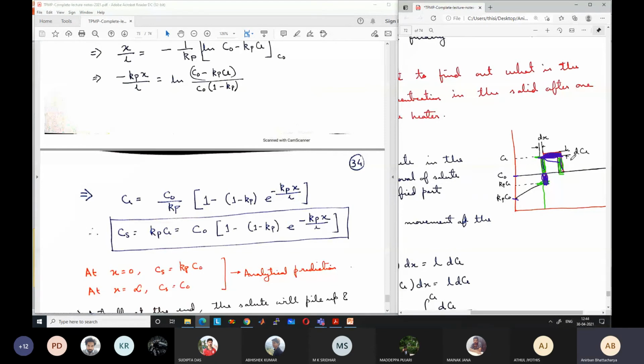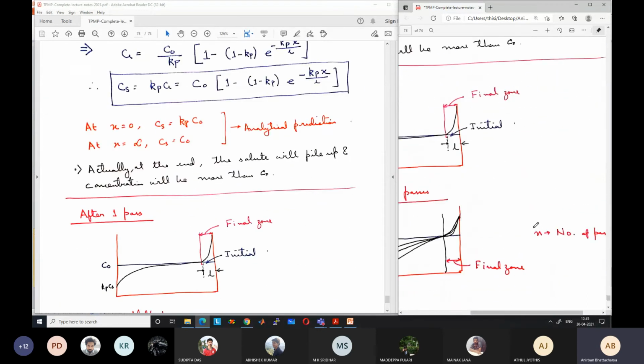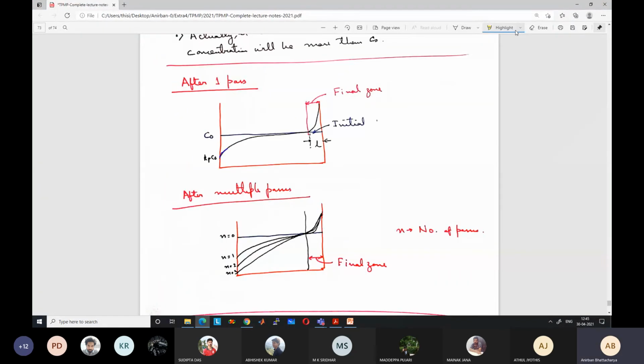So this Cl varies with x. When the heater is moving, this Cl varies as per this equation. So Cs, which is always equal to Kp Cl, varies as per this equation. Cs is equal to Kp Cl, which is equal to, so Kp gets cancelled, C0 (1 minus (1 minus Kp) e to the power minus Kpx by L). This gives us the variation of concentration within the solid, after one pass.